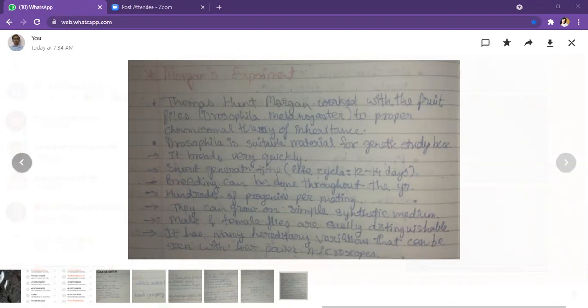Breeding can be done throughout the year. Hundreds of progenies per mating we get. They can grow on simple synthetic medium. Male and female flies are easily distinguishable. Means we can distinguish male and female flies. It has many heredity variations that can be seen with low power microscopes.